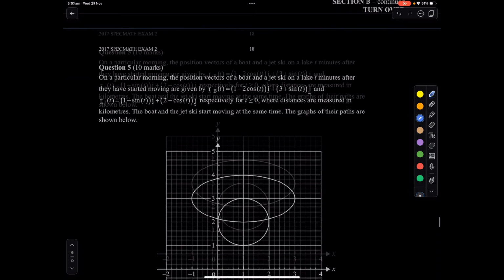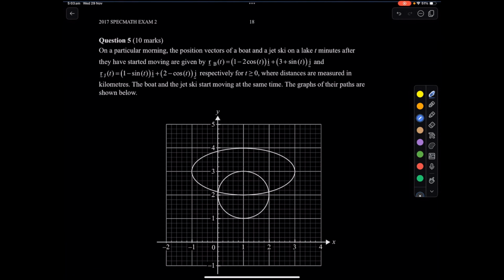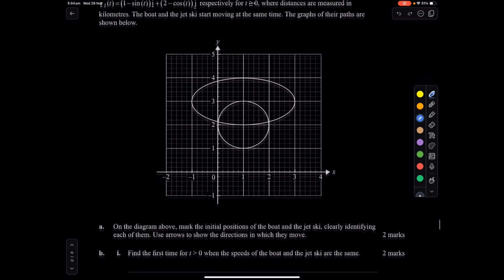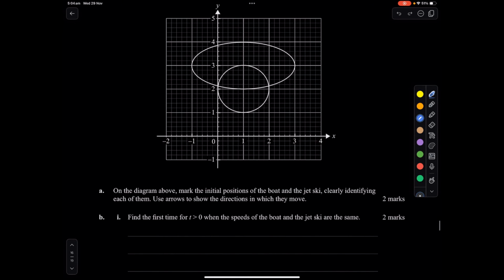Done. Question 5. On a particular morning, the position vectors of a boat and a jet ski on a lake, t minutes after they have started moving, are given by these, the position vectors of the boat and jet ski respectively for t greater than or equal to 0, where the distances are measured in kilometers. The boat and the jet ski start moving at the same time. The graphs of their paths are shown. On the diagram above, mark the initial positions of the boat and the jet ski, clearly identifying each of them. Use arrows to show the direction in which they have moved.